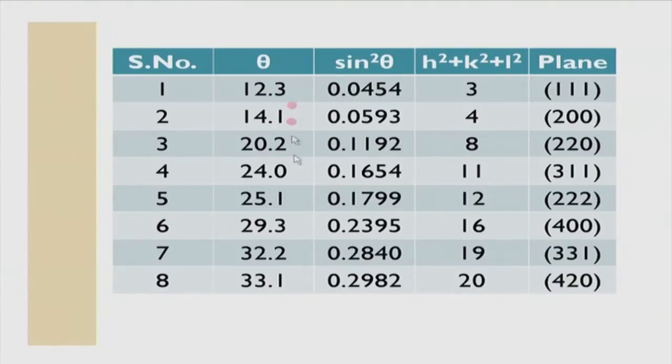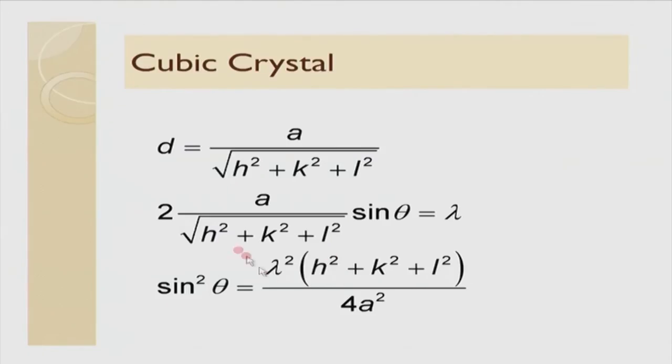This is the set of theta values at which I have found Bragg diffraction. First, I calculate sin square theta. Why do I calculate sin square theta? Because sin square theta is proportional to lambda square, the wavelength square, divided by 4a square, the lattice constant, multiplied by h square plus k square plus l square. So I must know what the values of hkl are, only then I can find out a.